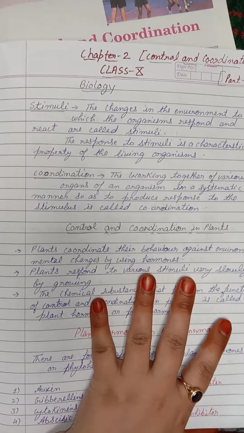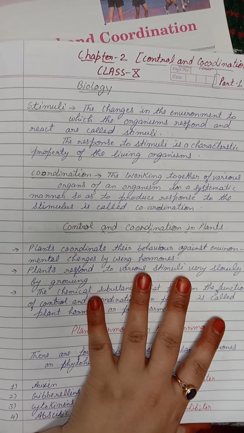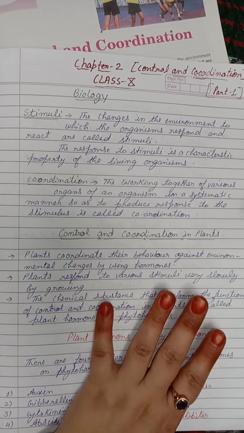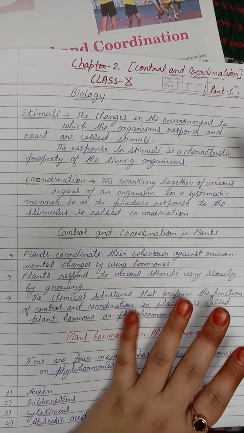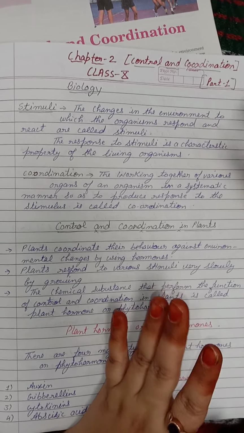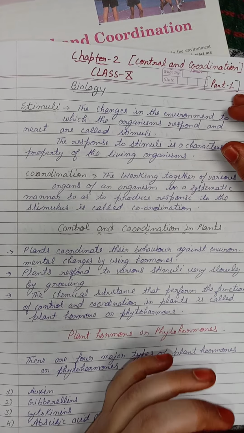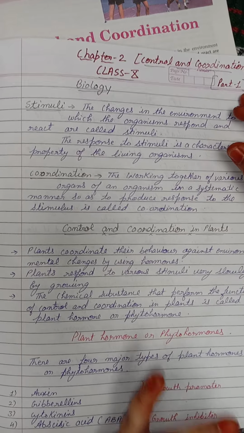Let me clear you the first meaning of control and coordination. Control and coordination means that our body, or the plant or the animal body, is responding to the environment. And after responding to the environment, our body reacts to it. This is called control and coordination, meaning the working of the various organs of a particular organism in a systematic manner, so that it can produce a particular response to the stimulus.